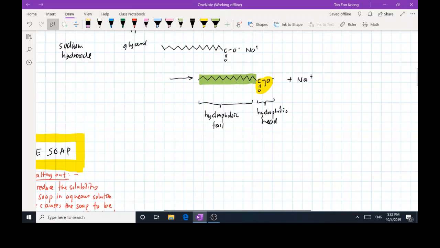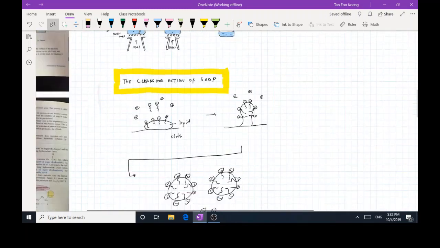While the head here, the COO minus, is hydrophilic, it is able to dissolve in water. While this part, Na plus, is not involved in the cleansing action, it will basically just be washed away with the water. Let's look at how we do the cleaning action.